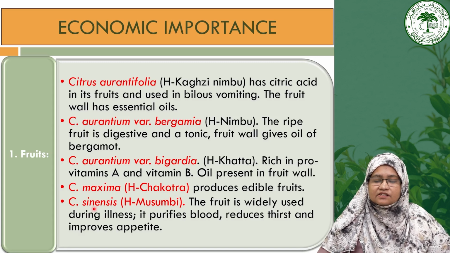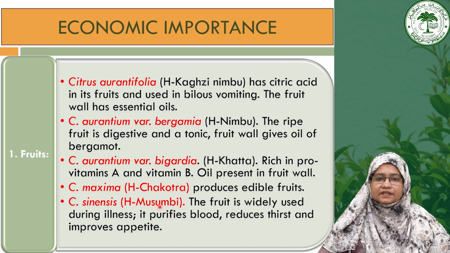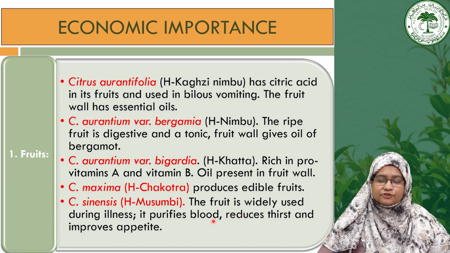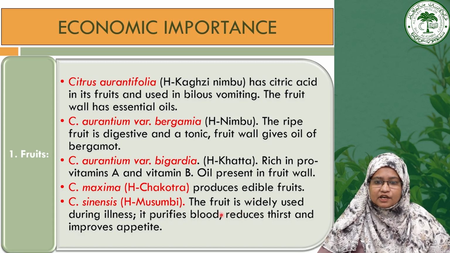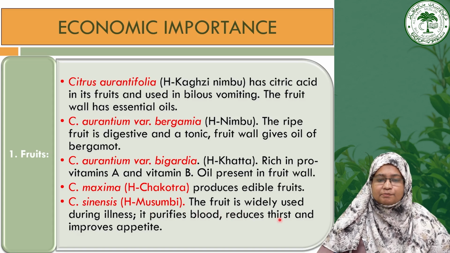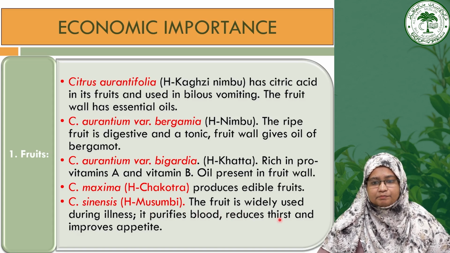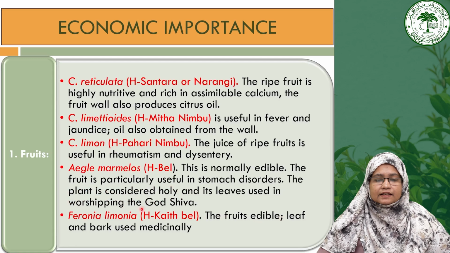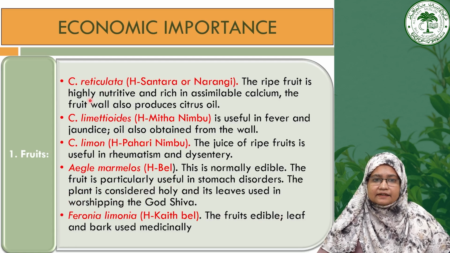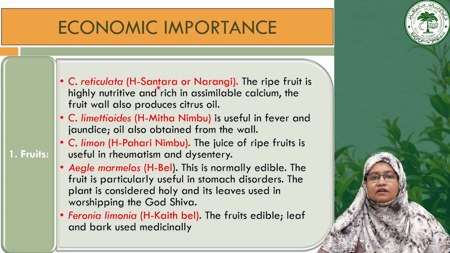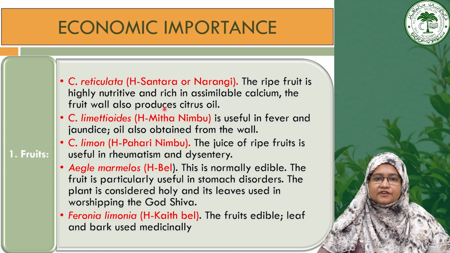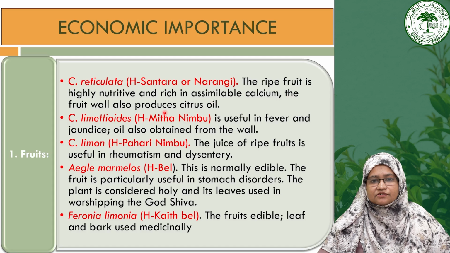Then Citrus sinensis, which in Hindi is called mosambi. This fruit is also widely used during illness. It purifies the blood, reduces thirst and improves the appetite of the person. Then next, moving towards the next citrus species, that is Citrus reticulata, which in Hindi is called santara or narangi. This ripe fruit is also highly nutritious, rich in calcium, and the fruit wall also produces citrus oils.